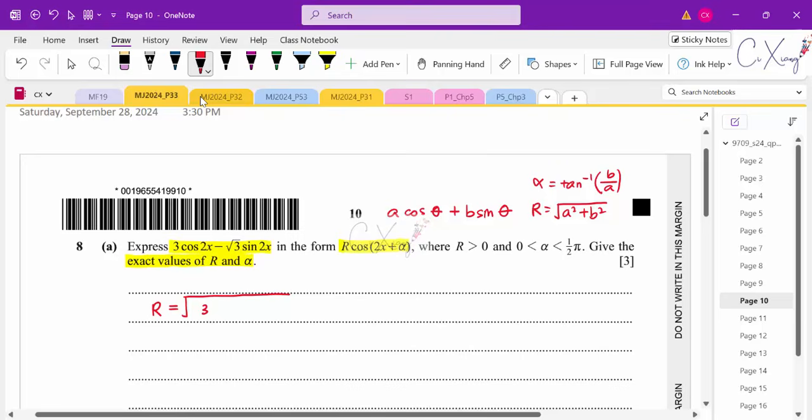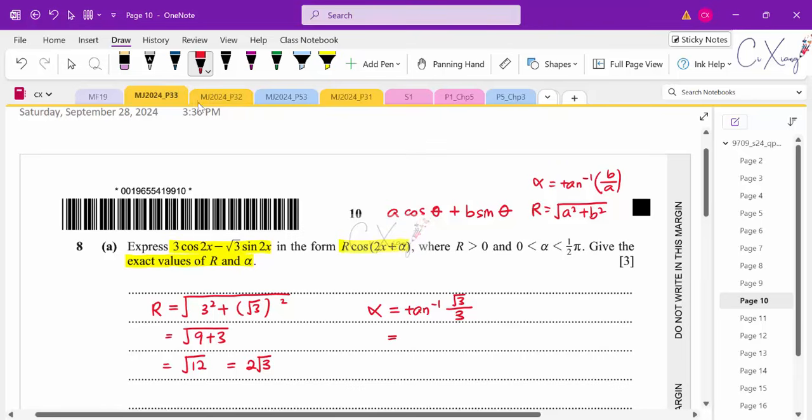So it will be 3 squared plus square root 3 squared. So you're having 9 plus 3, which is 12. So square root 12, you can further simplify to become 2 root 3. Okay, then how about the alpha? To get the alpha, the formula is tangent inverse B over A. So root 3 over 3.